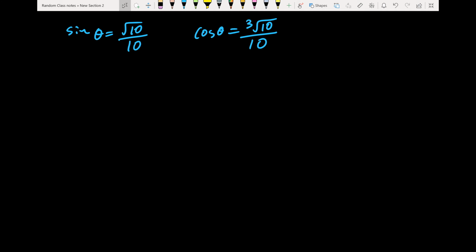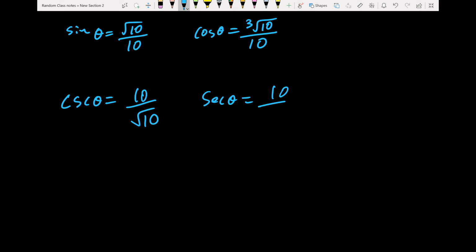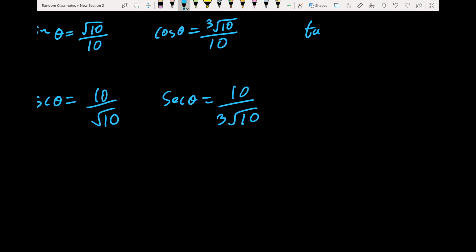All right, now this problem is super easy. Ready, guys? What's cosecant? What about secant of this? Could you have reduced it? Yes, you could have, but I don't care. Now comes the hardest part. Tangent of theta and cotangent of theta, which is pretty easy.